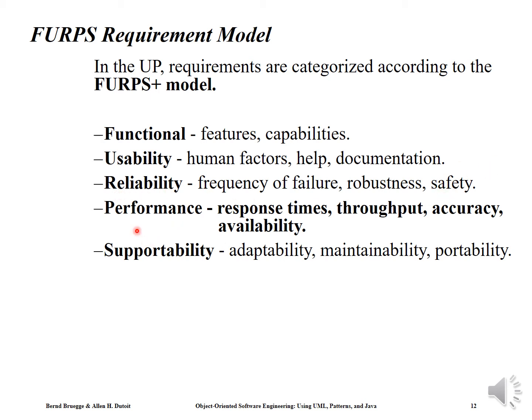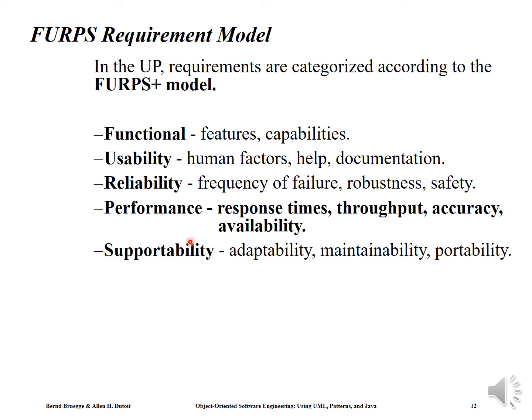Then performance. It includes response time, which is how quickly the system is reacting to user input. And throughput is how much work the system can accomplish within a specified amount of time. Accuracy, and then availability, which is the degree to which a system is operational and accessible whenever it is required.